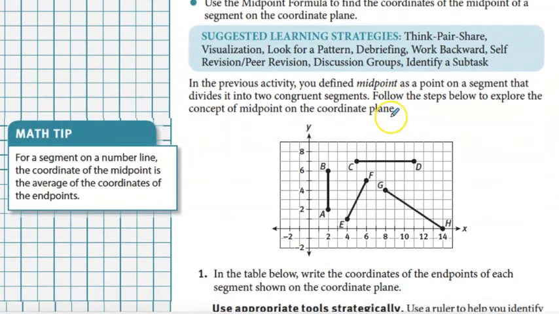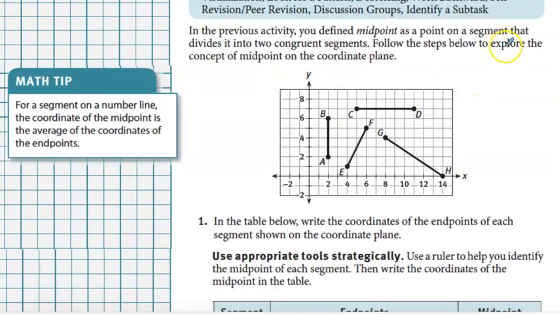So, in the previous activity, you defined midpoint as a point on a line segment that divides it into two congruent parts or two equal parts. Okay? Follow the steps below to explore the concept of a midpoint on the coordinate plane. So basically, this is just saying in our last two lessons, we talked about midpoint of a segment. We kind of talked about two-dimensional figures. Now we're going to put them on the coordinate plane.